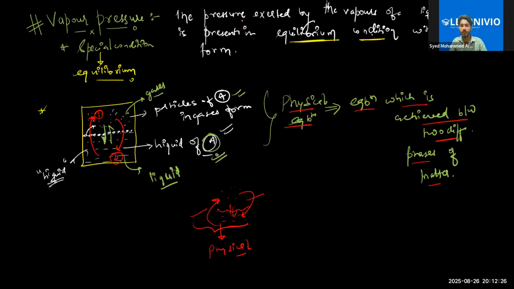And the last one would be my vapor pressure. Vapor pressure is nothing but the pressure which is exerted by the vapor, but the condition is that this should be in equilibrium. That's it. Fine. So this is all about today's class. Everything that I have taught to you, I have quickly revised all the topics.